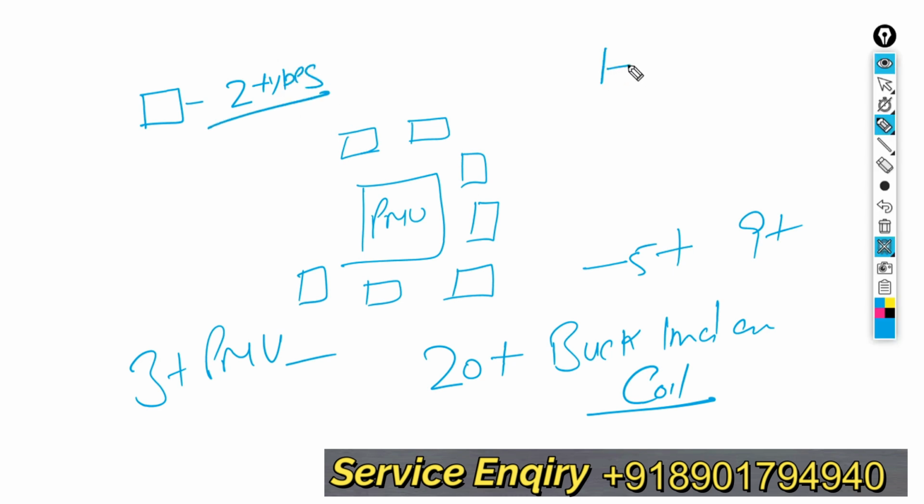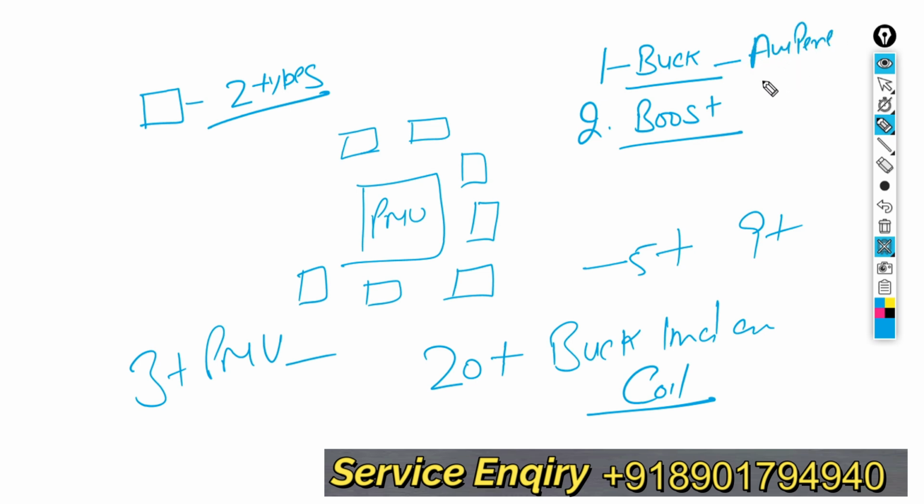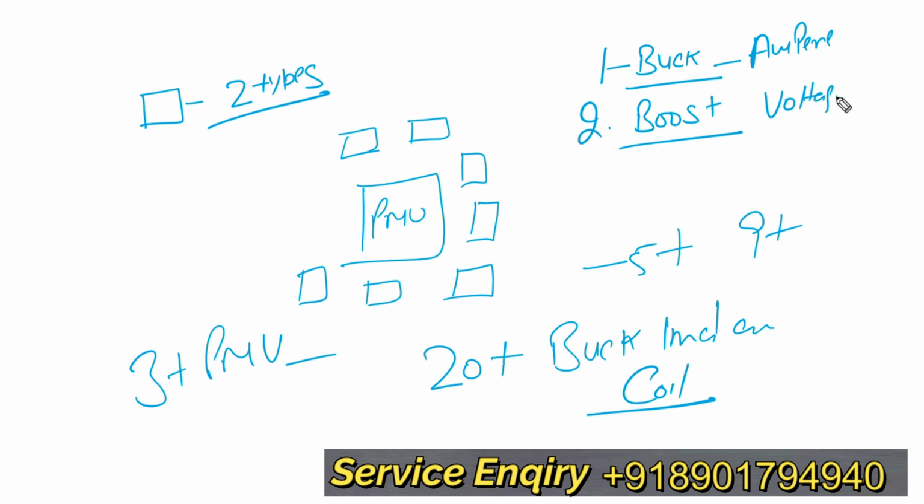First, the buck coil is near the PMU, right? Second, the boost coil. They look similar, but the working is different. The buck is used for high ampere; with the switching, it generates high ampere. But the boost coil is used to generate the high voltage, right?